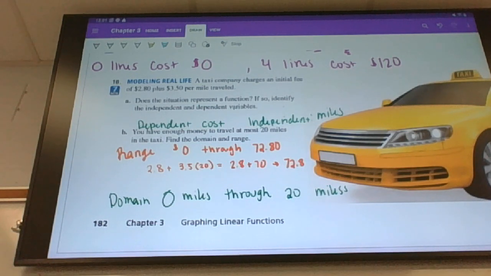You've probably never done domain and range like that. Maybe you've talked about domain and range before, but probably never like that.